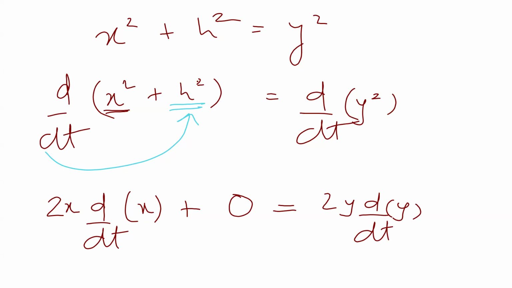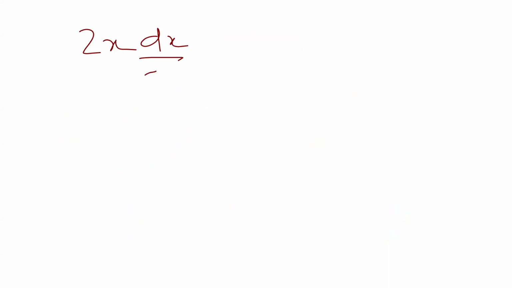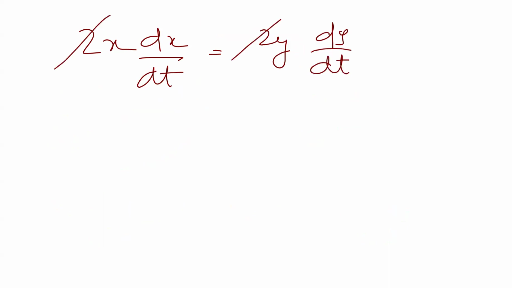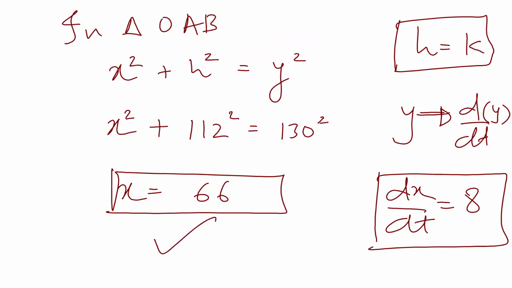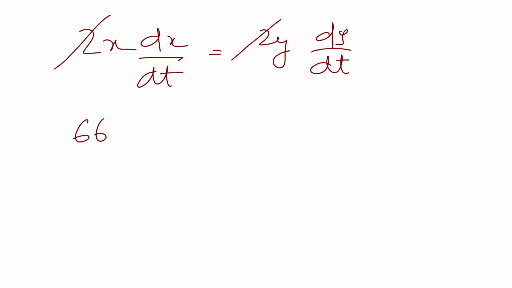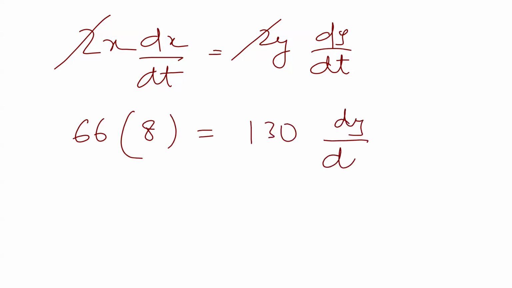Perfect. I got the perfect answer for d by dt of h square. That is 0. Height is not changing, so why differentiate height? It's a constant, so it is 0. So 2x dx by dt is equal to 2y dy by dt. 2 will get cancelled on both sides. Initial value of x is 66. dx by dt is 8. Initial value of y is 130. dy by dt we don't know. That is what we are supposed to find out.